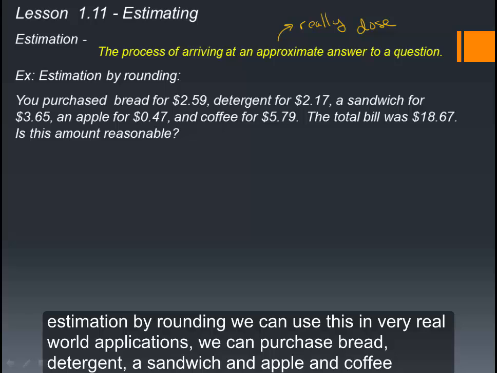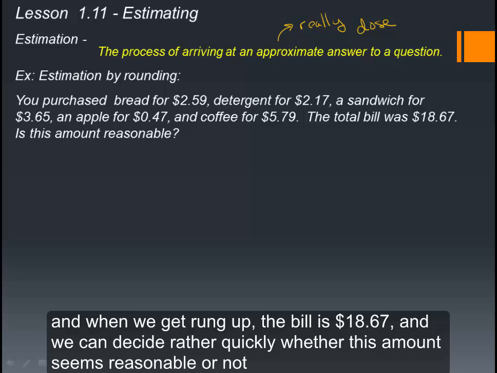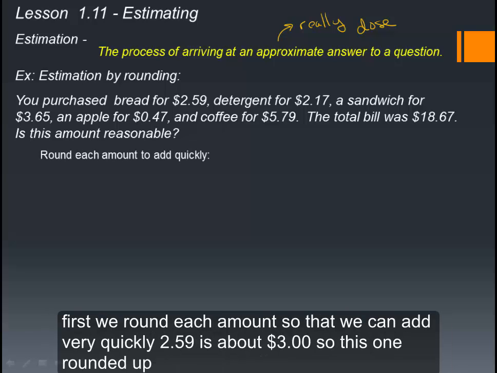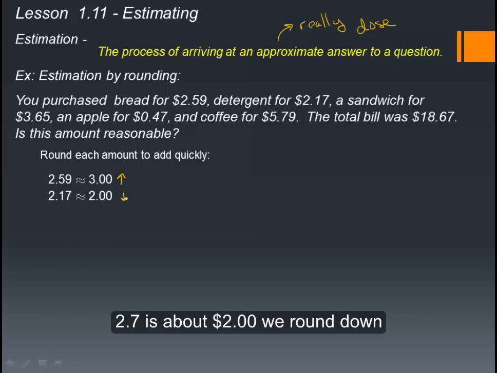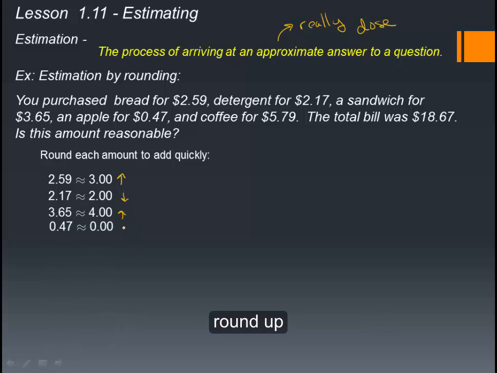We can purchase bread, detergent, a sandwich, an apple, and coffee, and when we get rung up, the bill is $18.67, and we can decide rather quickly if this amount seems reasonable or not. First, we round each amount so that we can add very quickly. $2.59 is about $3, so this one rounded up. $2.17 is about $2, we round down. Round up, round down, round up.